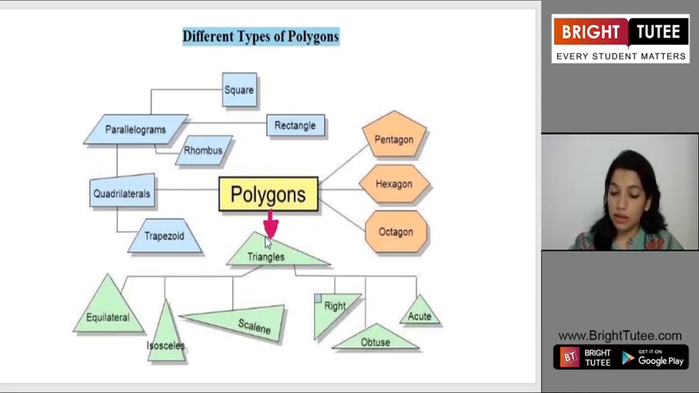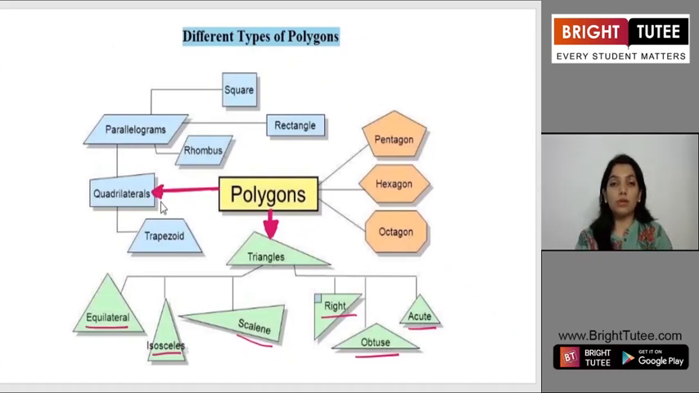Now in triangle, we have got several types. We can have equilateral triangle, we can have isosceles triangle, we can have scalene triangle. In triangles, we can have a right angle triangle, we can have obtuse angle triangle, we can have acute angle triangle. Similarly, now observe from going from polygons to this particular 4-sided shape, that is quadrilateral. See, what do you observe?